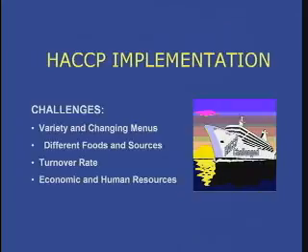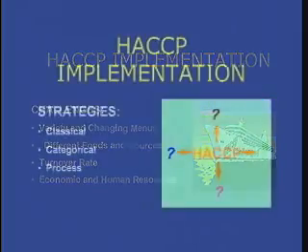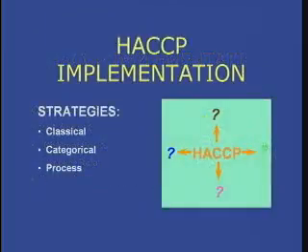Each time employees turn over, this requires additional training. And HACCP plan implementation can also be difficult due to a lack of economic and human resources. There are 3 ways that HACCP can be implemented. The strategies include the classical approach, categorical approach, and process approach. The discussion will be brief for the classical and categorical approaches.